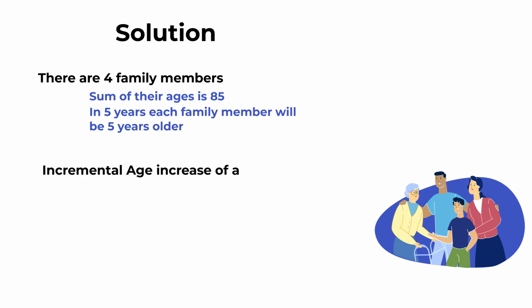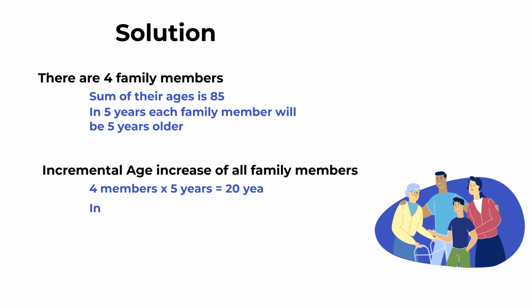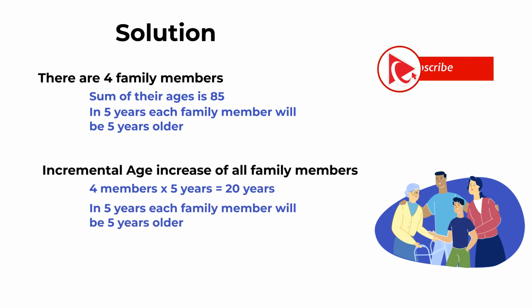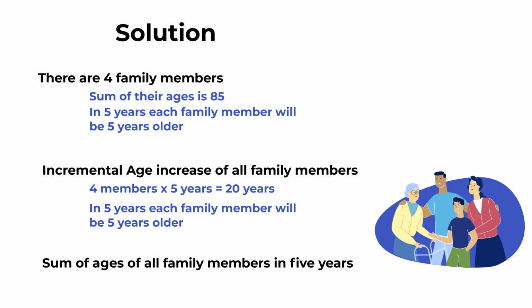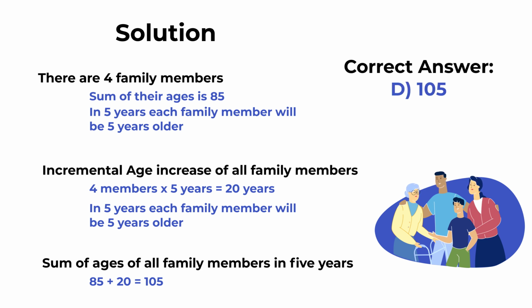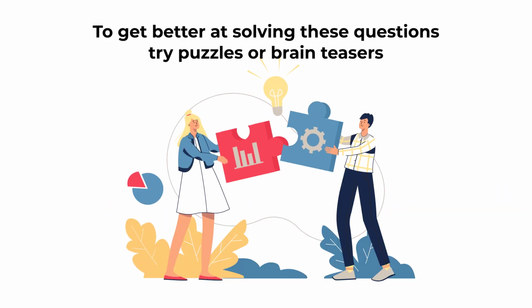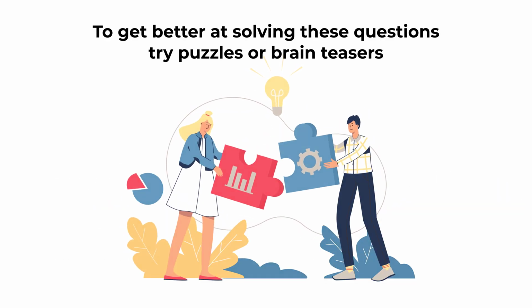So the incremental age increase for all family members can be calculated as 4 family members multiplied by 5 years equals 20 years. So the sum of the ages of all family members in 5 years can be calculated as 85, which is the original sum, plus 20, which is the incremental age increase, and would be equal to 105. So the correct choice here is choice D, 105. Hopefully you've nailed this question and now know how to answer similar puzzles on the test.